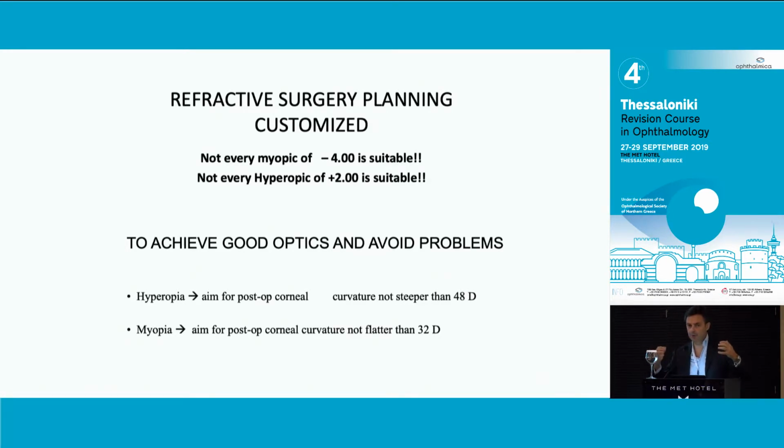And to keep good optics and good tear film, there is a limit to how much you can flatten or steepen. So a patient who is already very flat is not an ideal candidate for a highly myopic treatment. Likewise, a patient who has quite a curved cornea to start with, more than 45, 46, is not ideal for hyperopic treatment because you will make that cornea even steeper, and this can cause problems with the quality of vision.